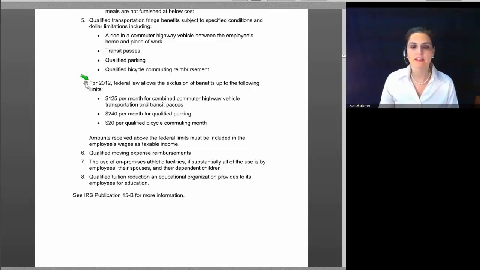The IRS does have a limit on the value or the amount of money that an employer can provide towards these fringe benefits for transportation. For 2012, the limits are as follows: $125 per month for combined commuter highway vehicle transportation and transit passes, $240 per month for qualified parking, and $20 per qualified bicycle commuting month. So it's just a little token amount there if you happen to ride a bike.